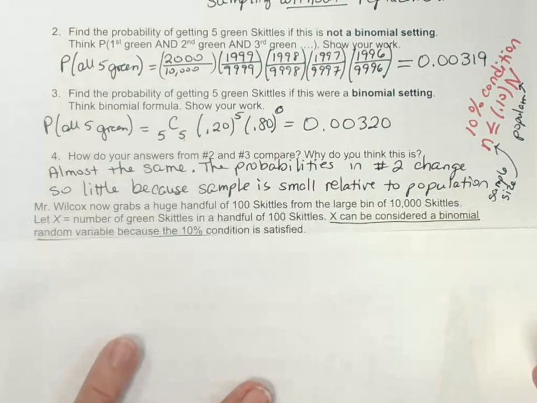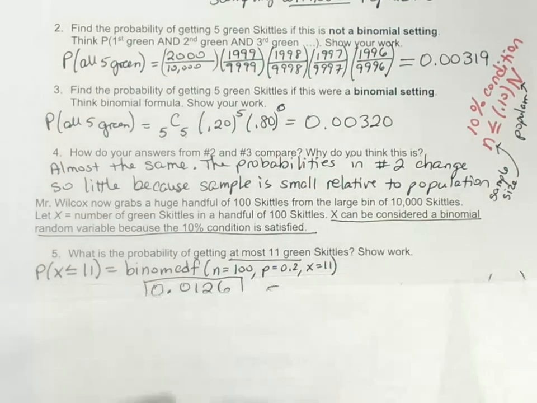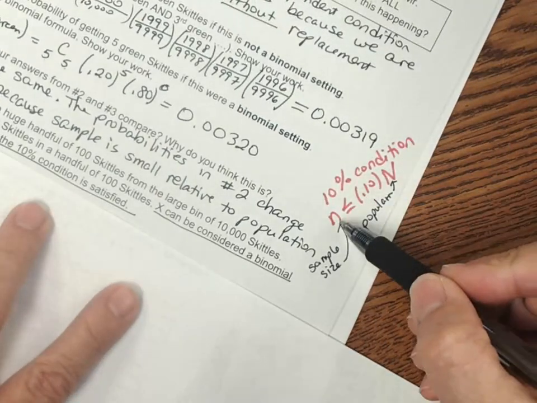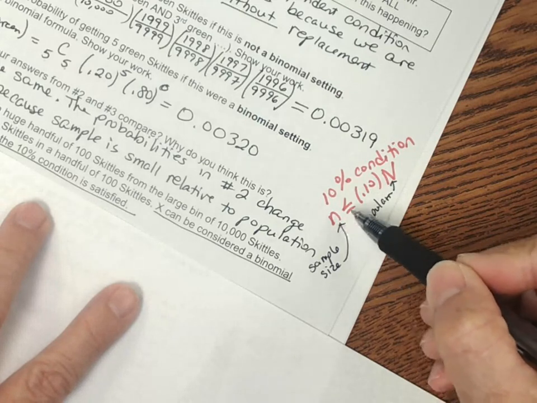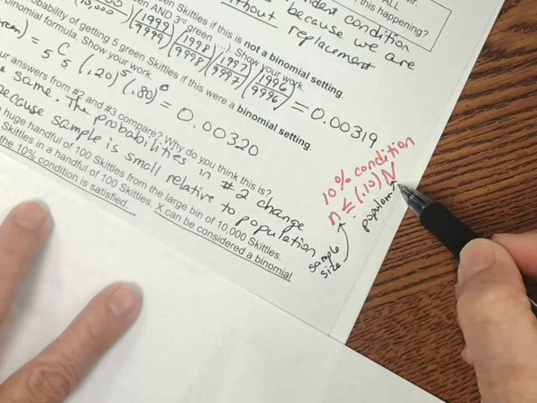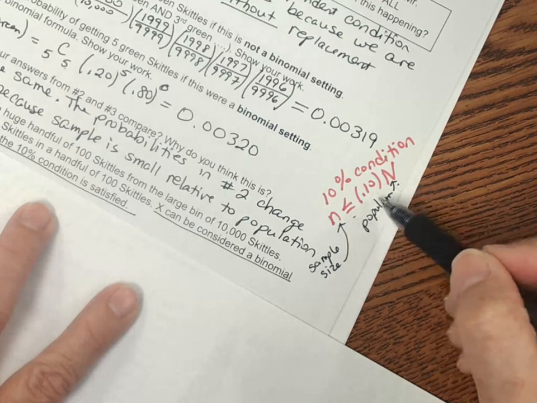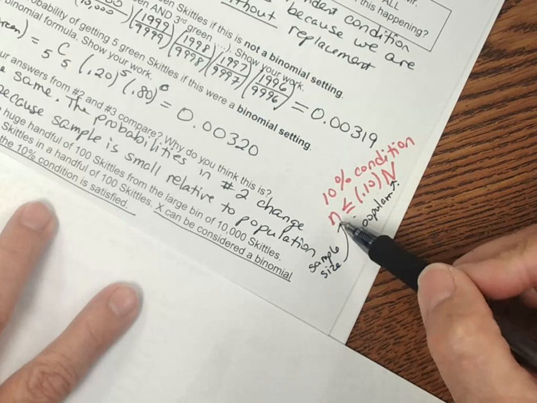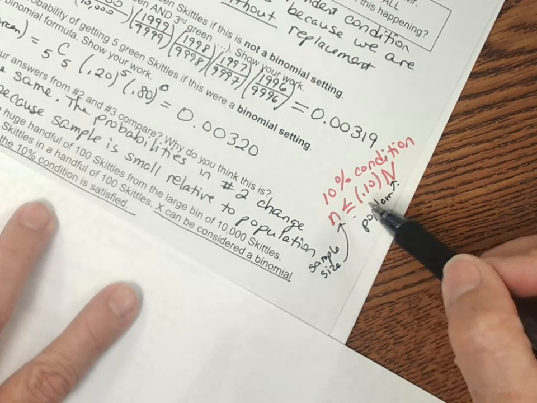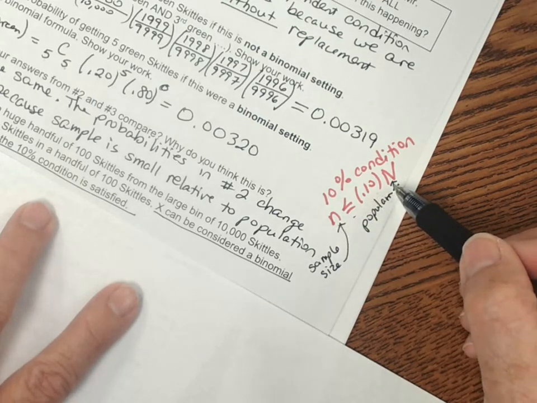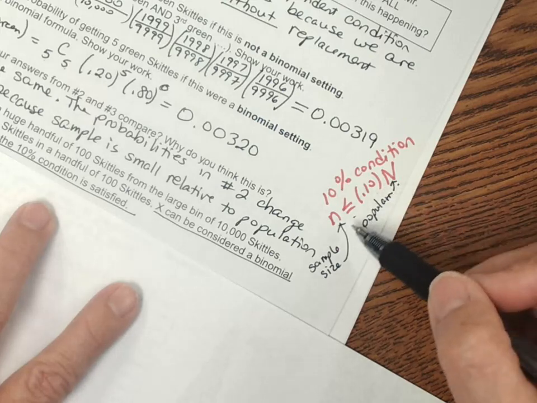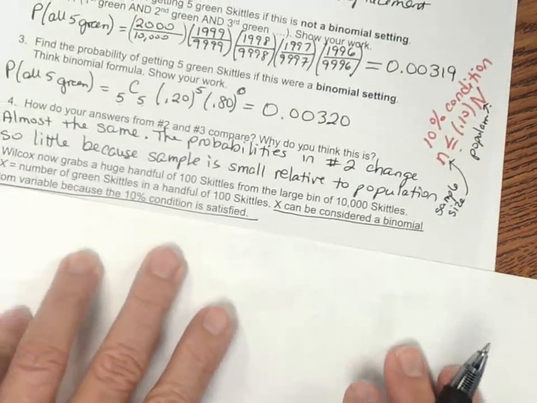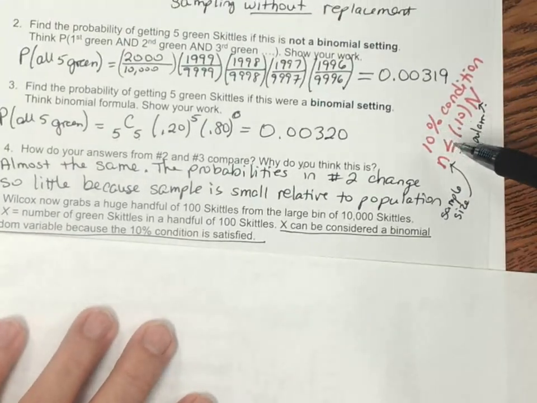And this gives us what's called the large count condition. If the sample size is less than or equal to 10% of your population, then you can assume it's binomial. So I'm only taking 5 out of 10,000. 5 is definitely less than 10% of 10,000, which is 1,000. So I can assume it is binomial and use my binomial formulas for this because I've met that 10% condition.